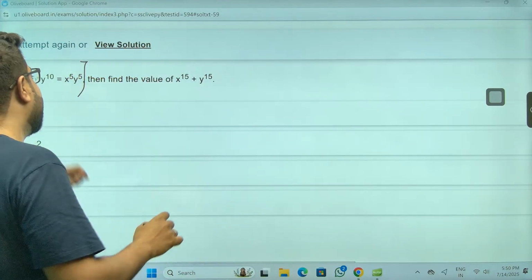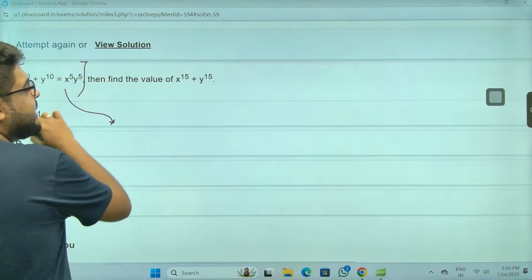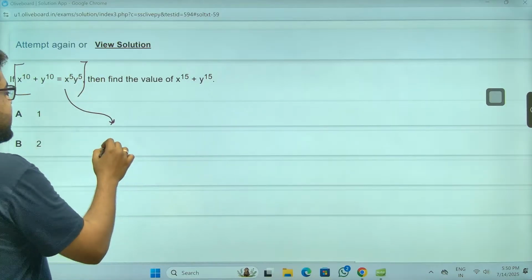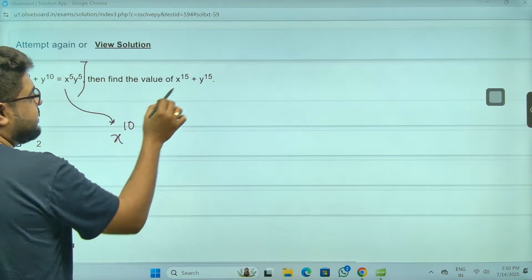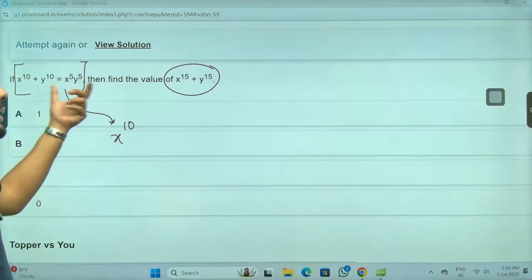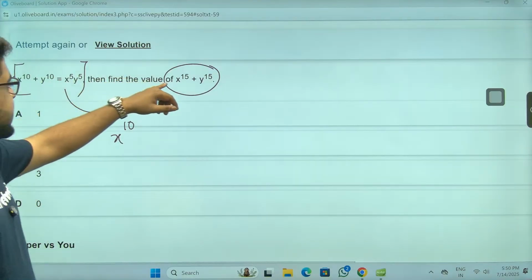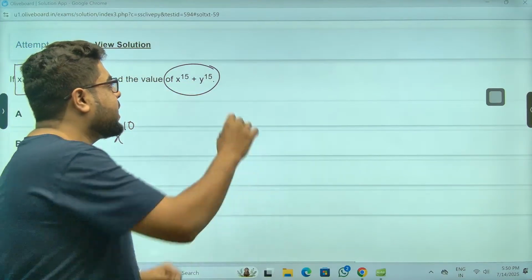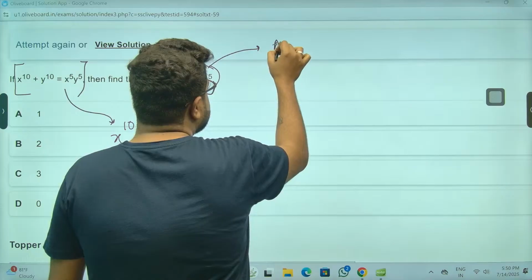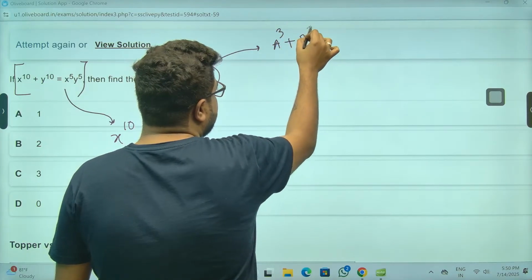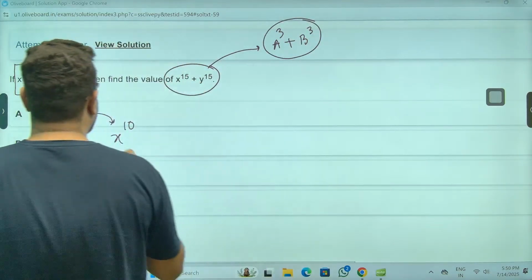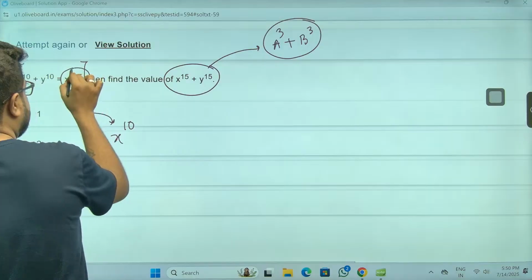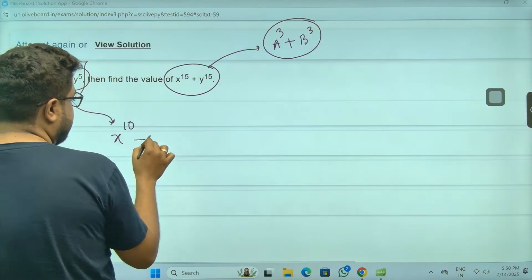So from here you see it's very simple. I can see all are multiples of 5. So it is in the form of cube plus cube. You see, this is almost a cube plus b cube form. Correct? So in that case, you just take this to this side.